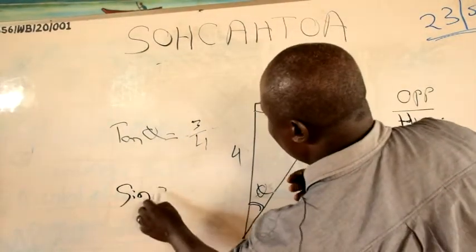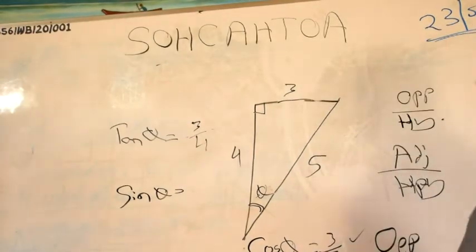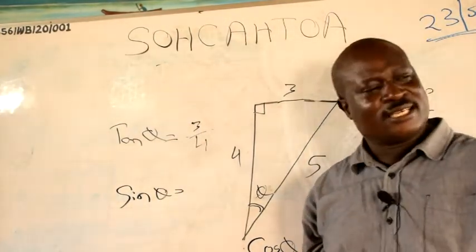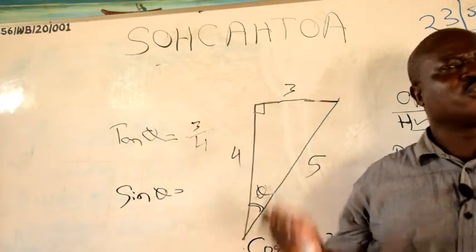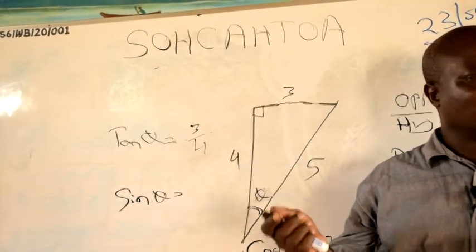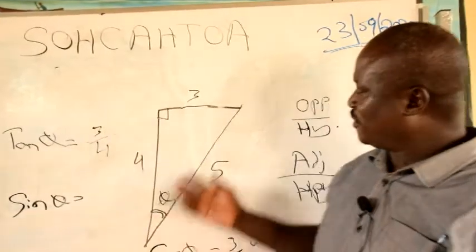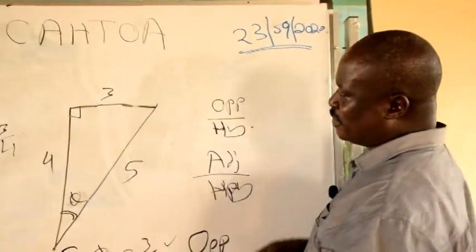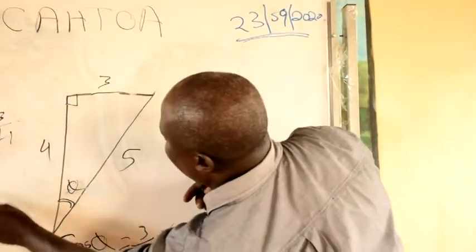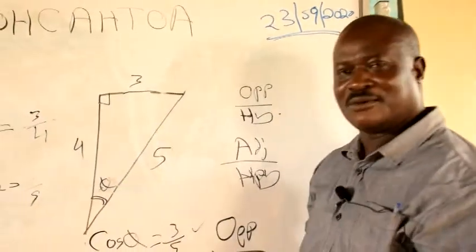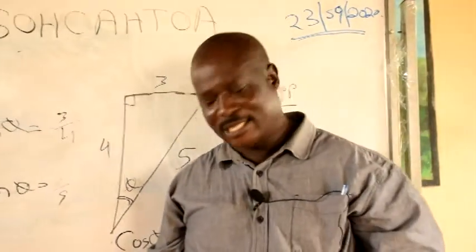What is remaining? Sine. Sine of the angle will be equal to what? Sine, so opposite all over hypotenuse. Where is the opposite here? Opposite is 3. Hypotenuse is 5. Good. So, that is the thing.